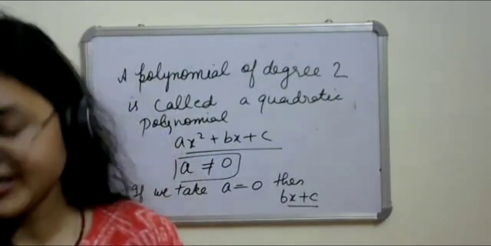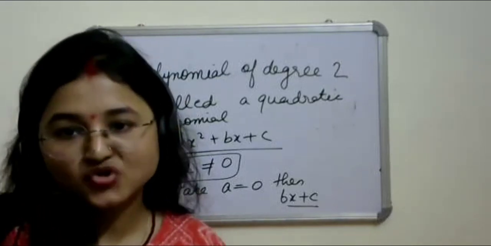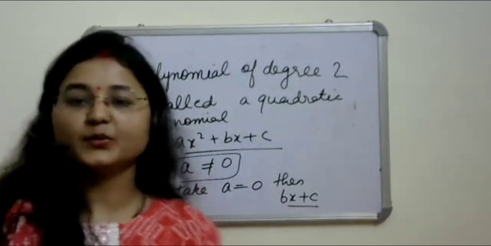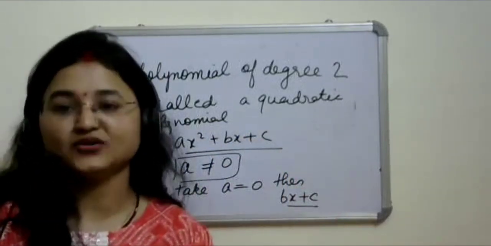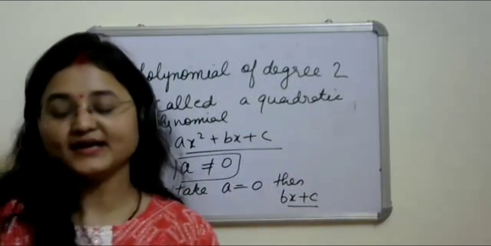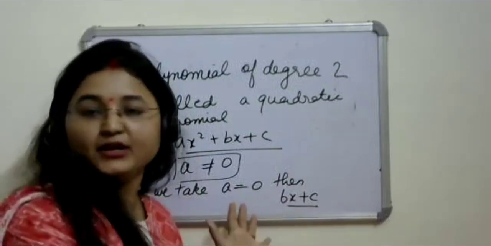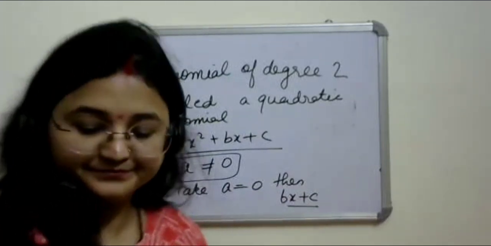So what is the definition of quadratic equation? A polynomial of degree 2 is called a quadratic equation, and the general form of the equation is ax square plus bx plus c, where a cannot be 0 and a, b, c are real numbers, right? If a is 0, then the given equation becomes a linear equation. I hope there is no problem.